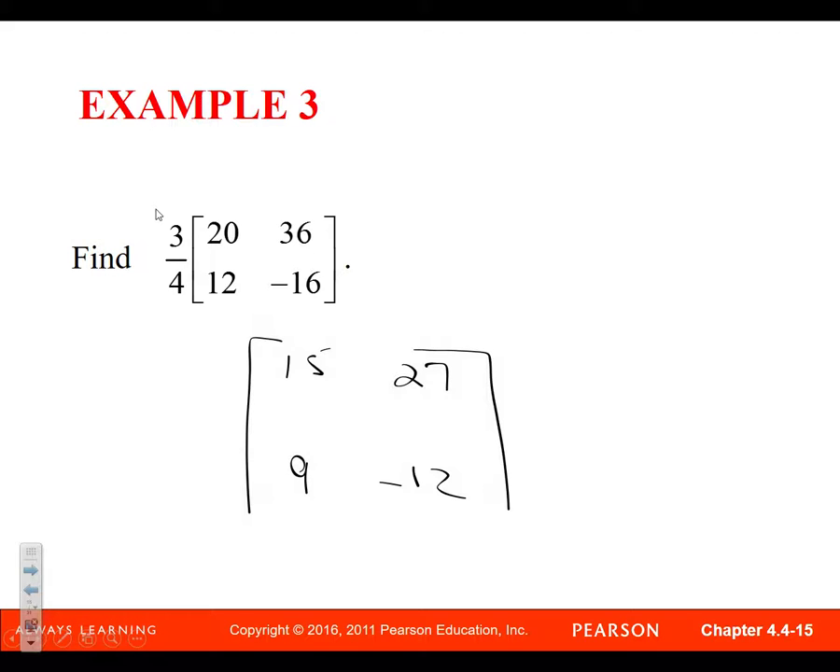If you're wondering how I did that, I just said 20 divided by 4 is 5. 5 times 3 is 15. 36 divided by 4 is 9. 9 times 3 is 27. 12 divided by 4 is 4. Sorry, just kidding. 12 divided by 4 is 3. 3 times 3 is 9. -16 divided by 4 is -4. Times 3 gives me -12.